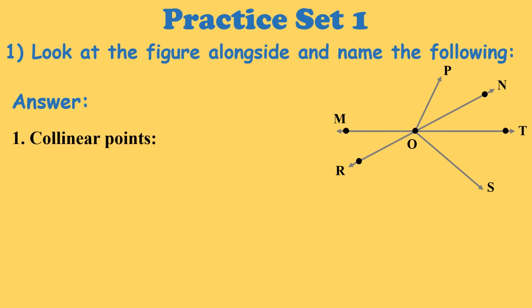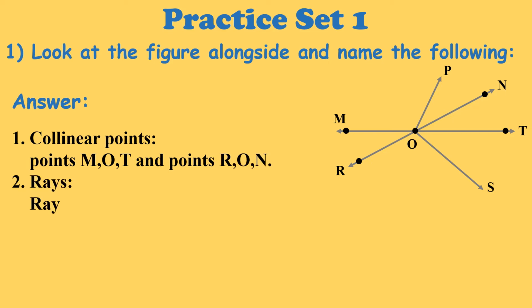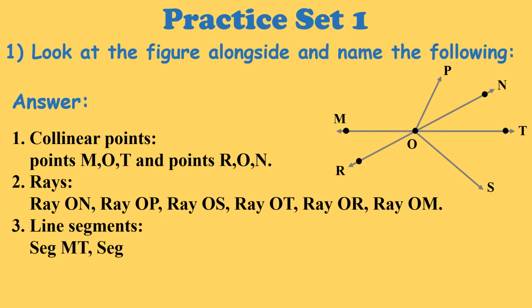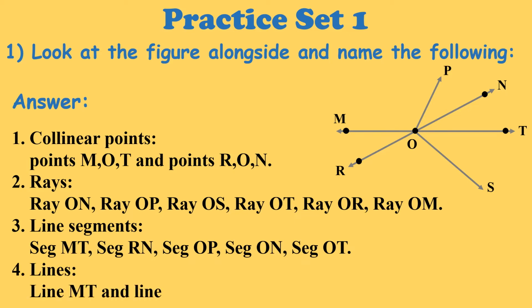Let us now study about rays. So ray ON, ray OP, ray OS, ray OT, ray OR and ray OM are some of the rays given in this figure. Let us find the line segments given here. Seg MT, seg RN, seg OP, seg ON and seg OT.